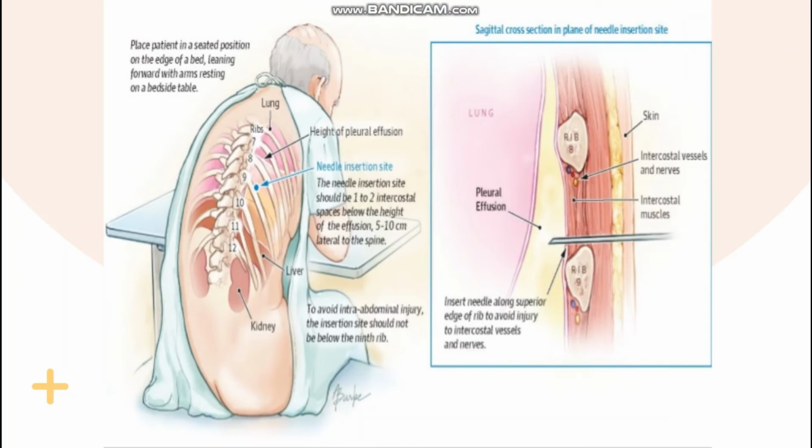The thoracentesis site should be in the mid-scapular or posterior axillary line, which is 5 to 10 centimeters lateral to the spine, and 1 to 2 intercostal spaces below the highest level of the effusion. The picture shows the insertion site of the thoracentesis. Now, in order to minimize potential injury of the diaphragm, the lowest recommended level for thoracentesis is between the 8th and 9th ribs.